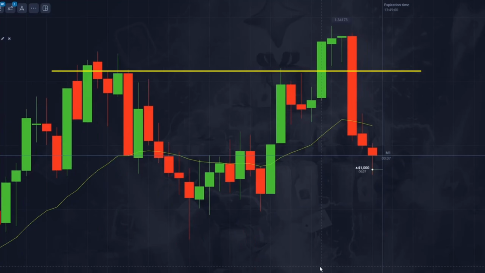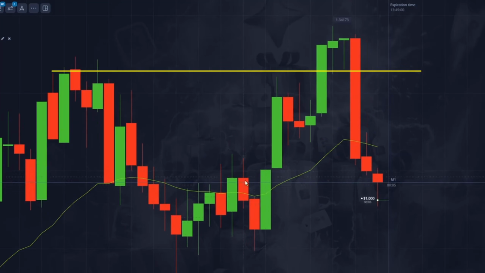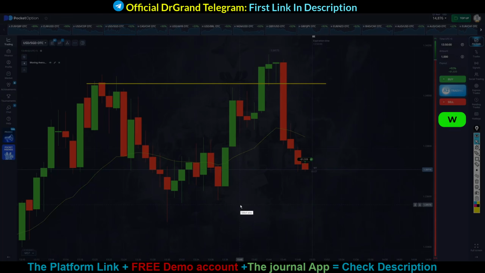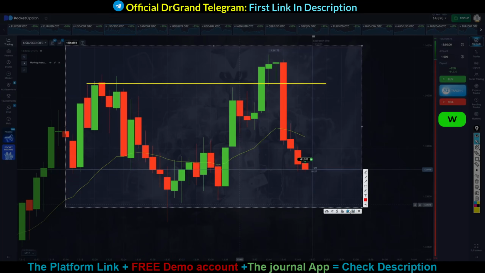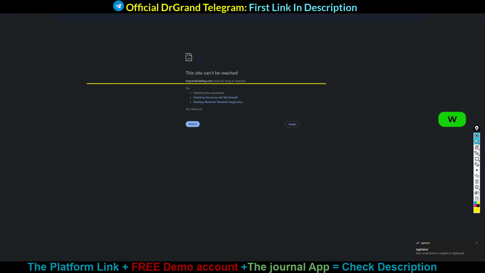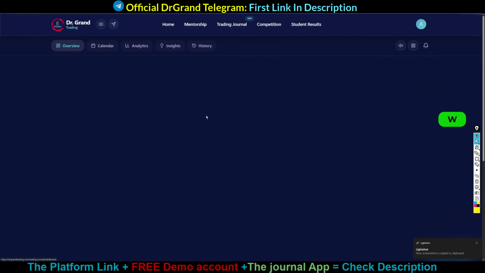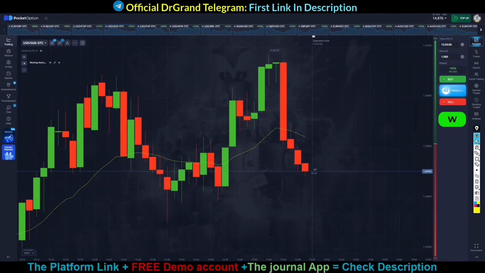You know what a demand zone is? It's some kind of engulfing candle or outside bar that is causing a breakout in the decision point. Okay, let me just take a little screenshot of this and put it in my little journal. Let me just launch this journal real quick.